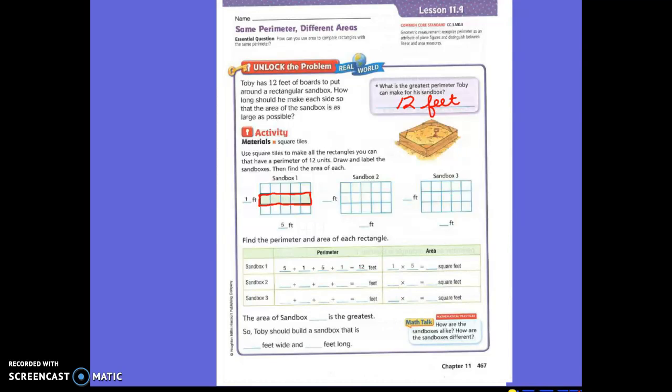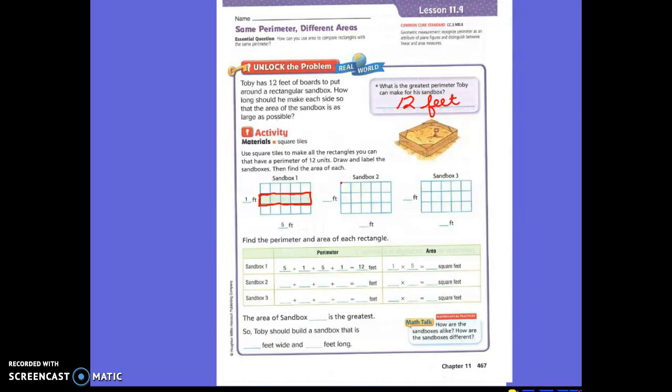It is 1 foot by 5 feet. Does that look like a very big sandbox to you? It would be a really skinny sandbox, wouldn't it? Let's try a different sandbox. Let's maybe try and make it a little wider this time.